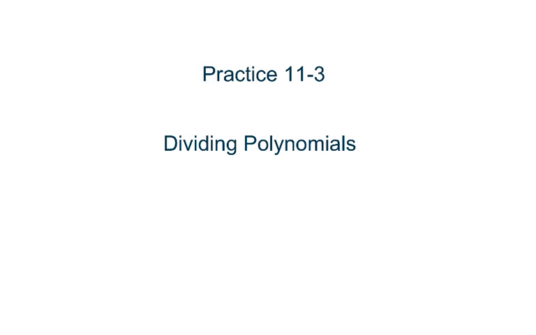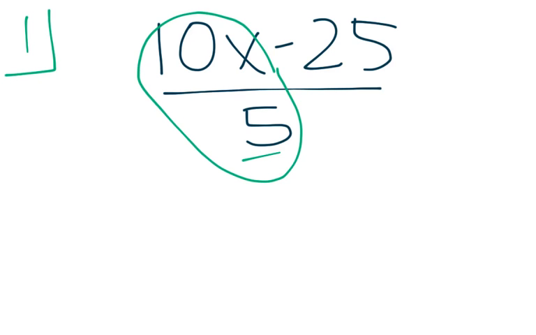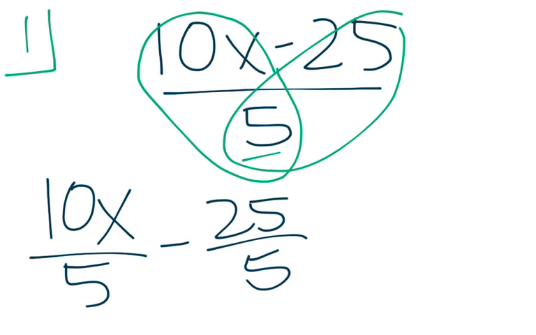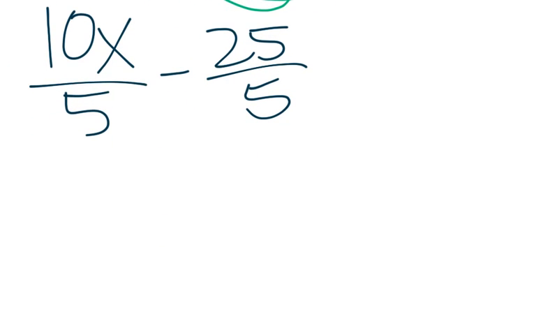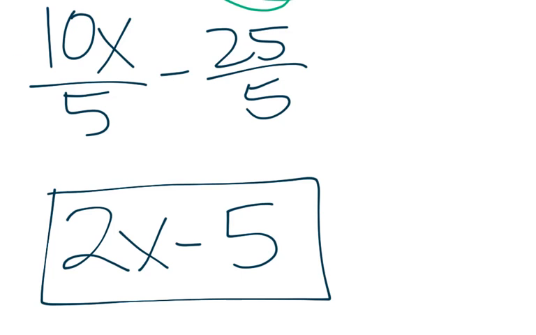Practice 11-3, Dividing Polynomials. So when you're dividing a polynomial by a monomial, which is just a single expression, what you can do is just split up these two terms. So you can do 10x divided by 5 minus 25 divided by 5. So we can rewrite this as 10x over 5 minus 25 over 5, and we're just going to divide these two. So 10x divided by 5, 10 divided by 5 is 2. So we have 2x minus 25 divided by 5, which is 5. So this is our answer for number 1.